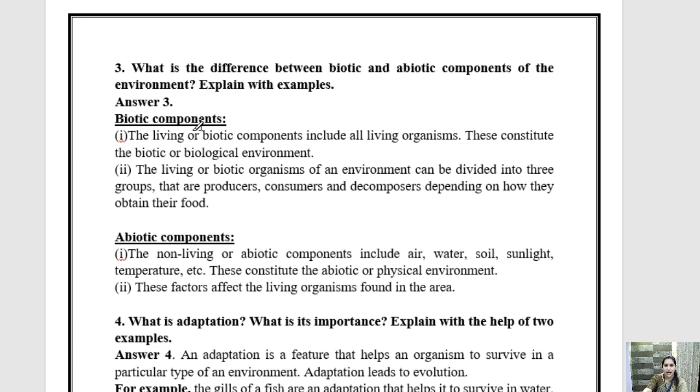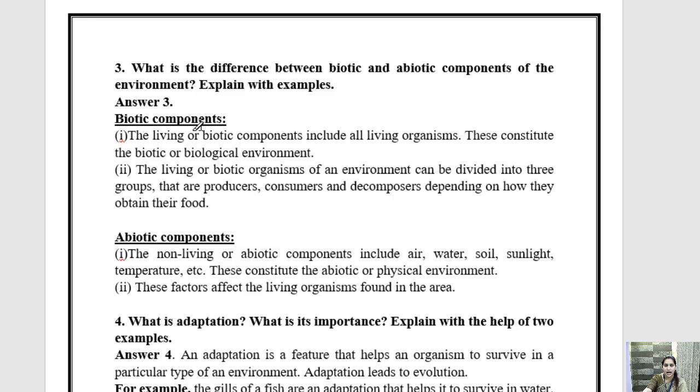So the living or biotic organisms of an environment can be divided into 3 groups, that can be producer, consumer, decomposer, depending on how they obtain their food. So this we have discussed earlier. Abiotic component includes the factors like air, water, sunlight, temperature, etc. Okay, so they are the biotic component, and then we have abiotic components. So I hope children you are getting my point. So these are the answers. Okay, so you will write it accordingly as it is written.